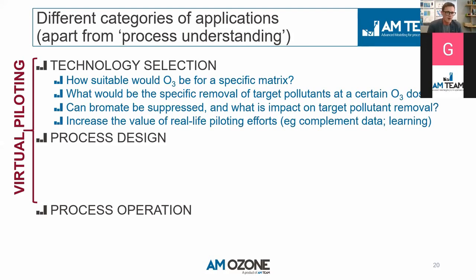So the questions we can ask ourselves here is, how suitable would be ozone here for this specific matrix? If it would be suitable, what would be the bromate formation potential? Can we suppress bromate in this matrix? What would be, given the matrix and the dose we would like to apply, the removal of the target pollutants? Can we increase the value of real life piloting, or can we reduce the effort? Can we maybe take a few samples and complement the data with the model, high resolution data? And things like that. So these are very important questions when one talks about technology selection.